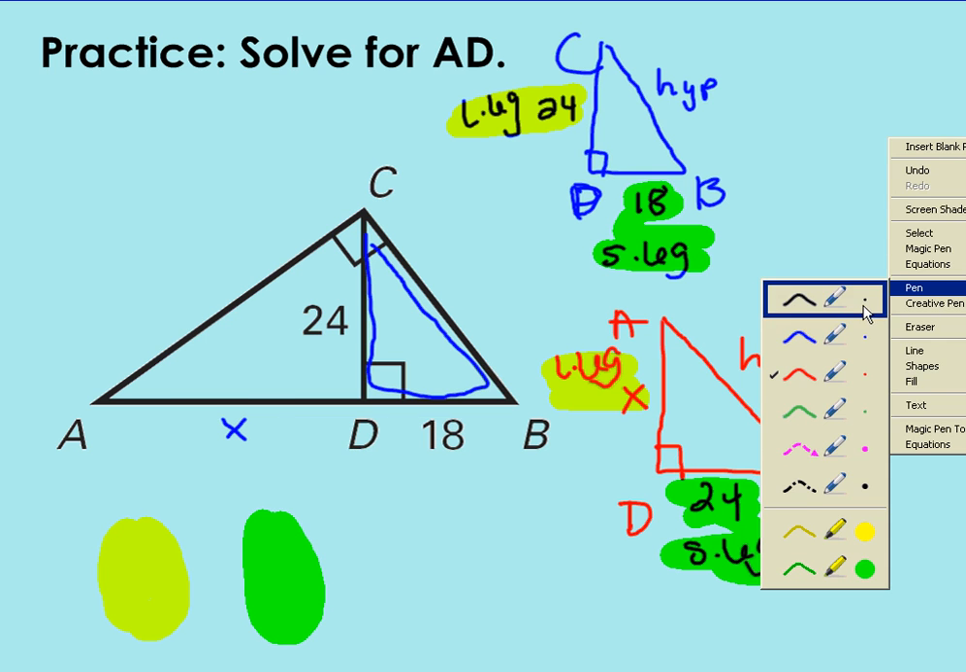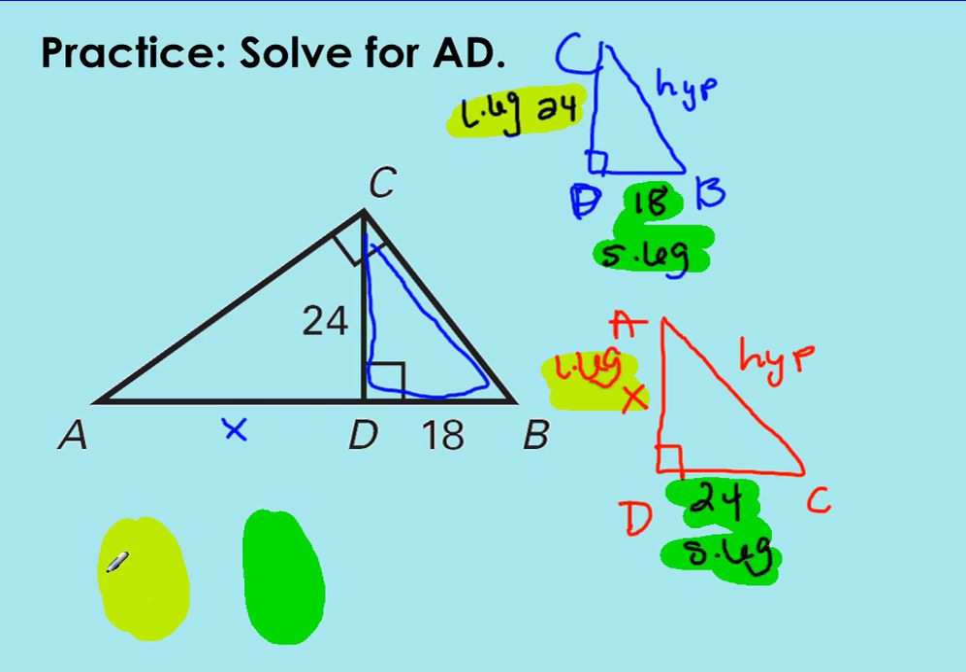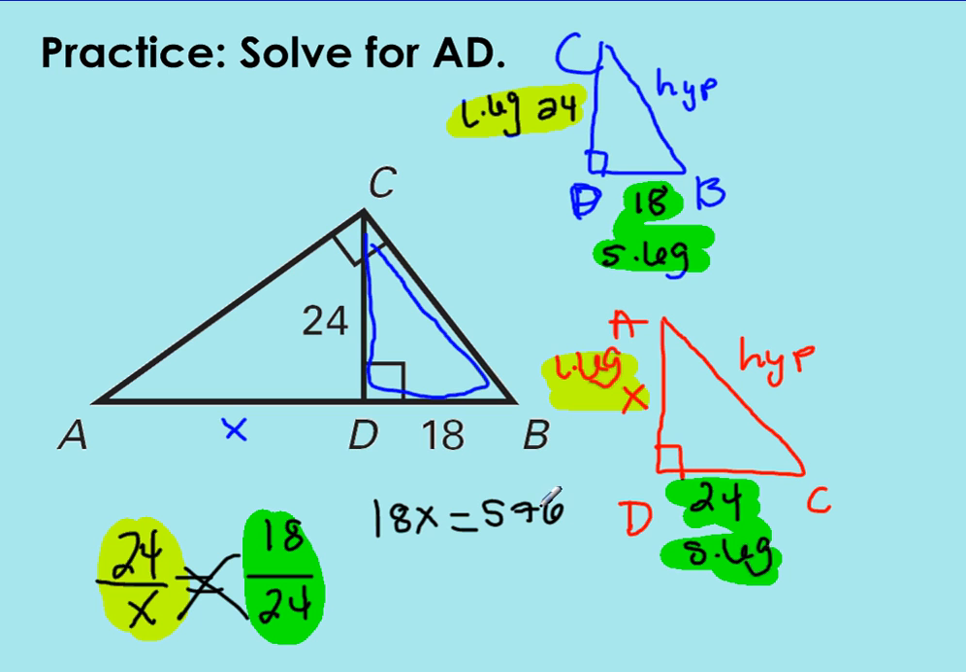And when we set up our proportion using the lengths that we're given, we have 24 over x is equal to 18 over 24. And then from here, it's just like we'd solve any other proportion. You cross multiply in order to solve. So I'll get 18x is equal to 576. And in dividing both sides by 18, we find that x is equal to 32.